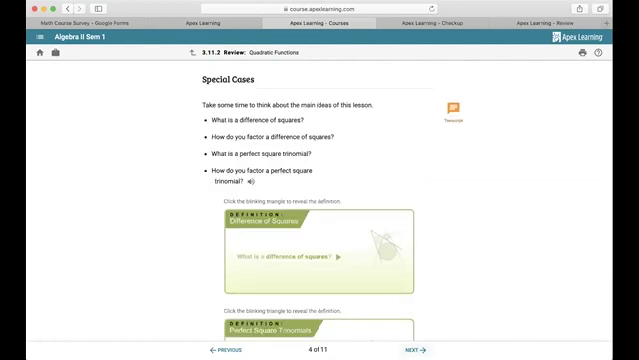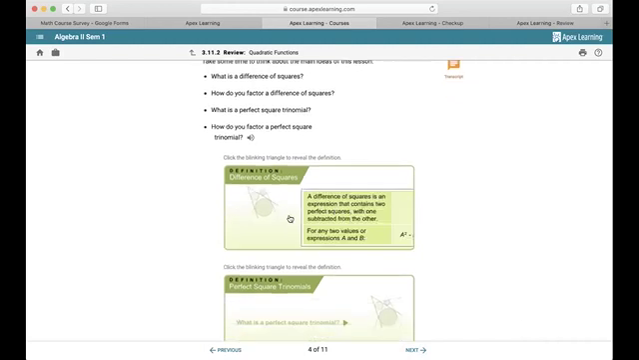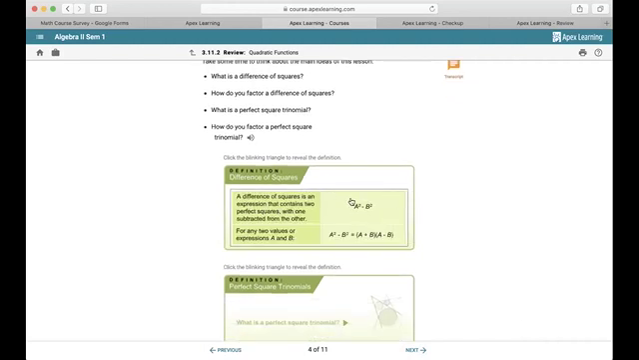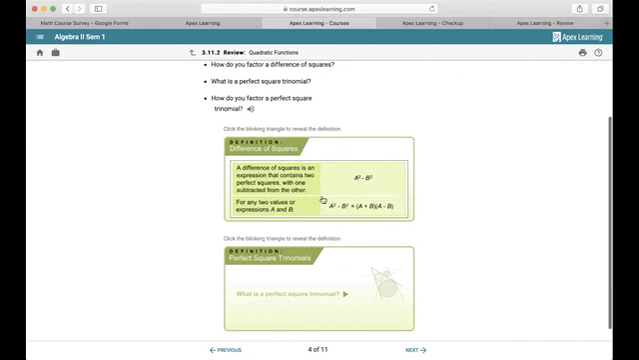These are your special cases. I believe there were 3 special cases here. First, the difference of squares. We worked a lot with this one: a squared minus b squared gives you the general form a plus b times a minus b. If you don't have that written down somewhere, write it down. It's the easiest one you can find, hopefully.